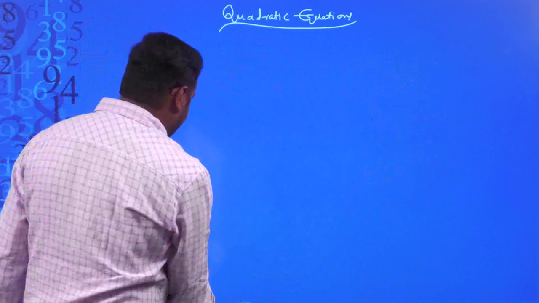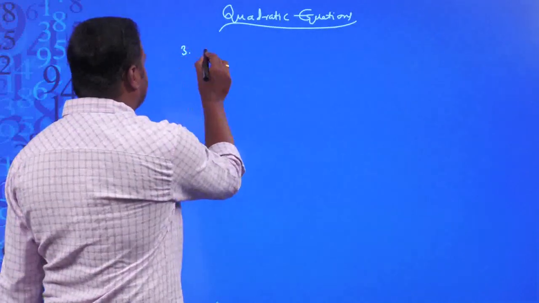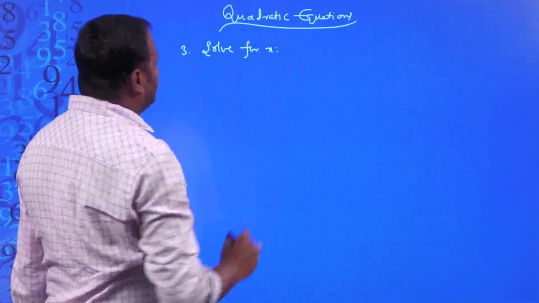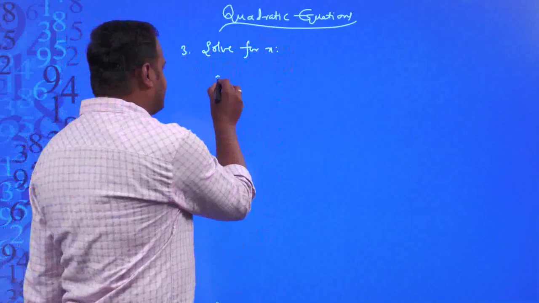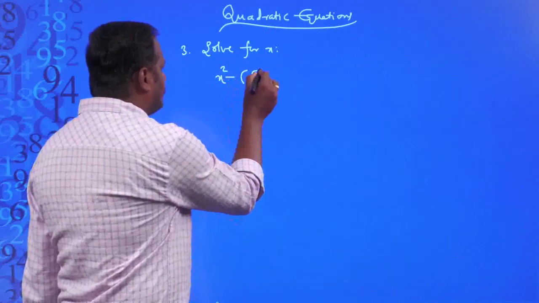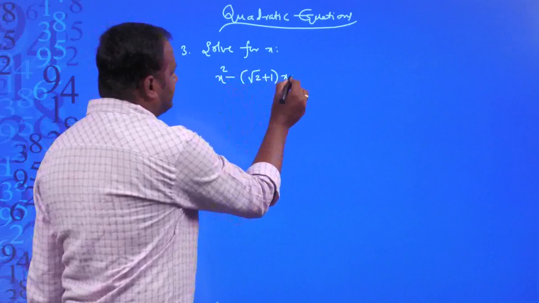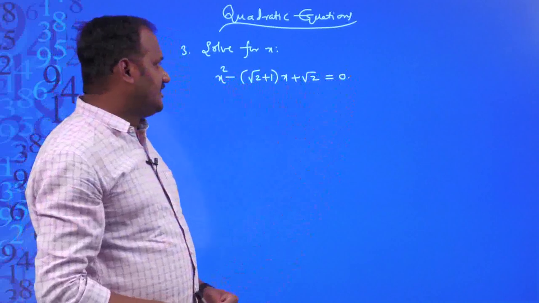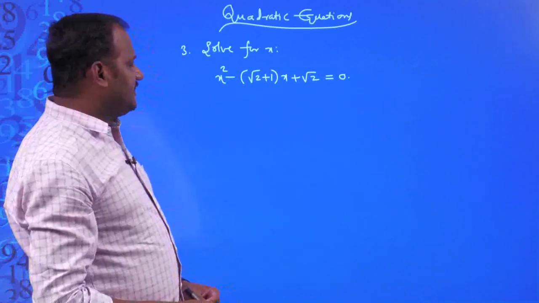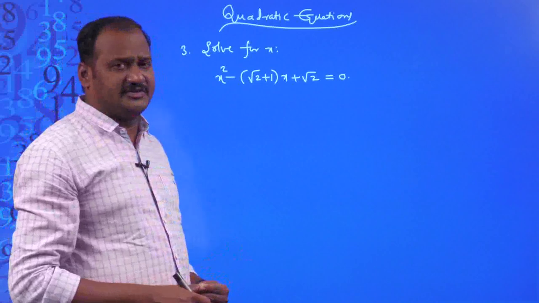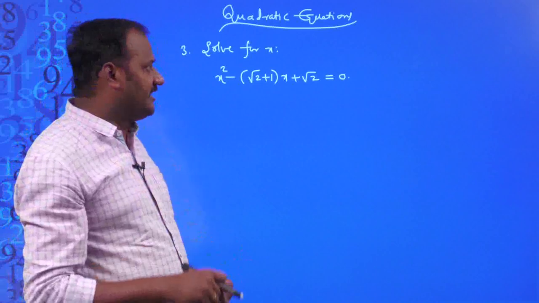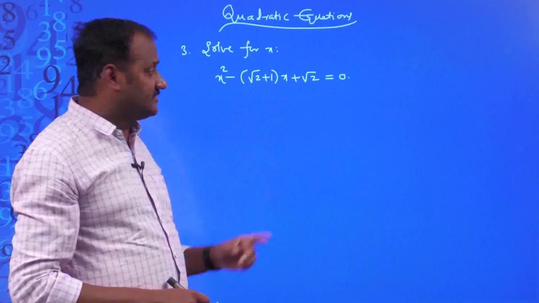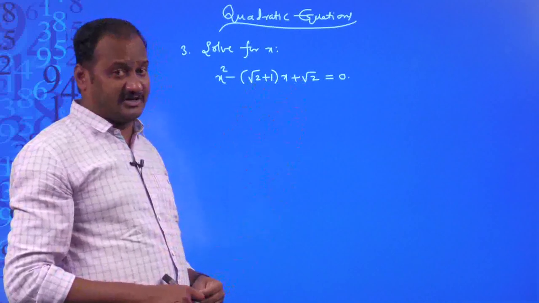So, what is that quadratic equation here? Solve for x. Now, my equation is a little different, that is x square minus of root 2 plus 1 times x plus root 2 is equal to 0. Okay, this is one quadratic equation. See here, in this quadratic equation, is it possible for me to get the roots without performing any calculations? So, definitely I will have to think, because here root 2 plus 1 is the sum of the zeros and root 2 is in the place of the product of the zeros.